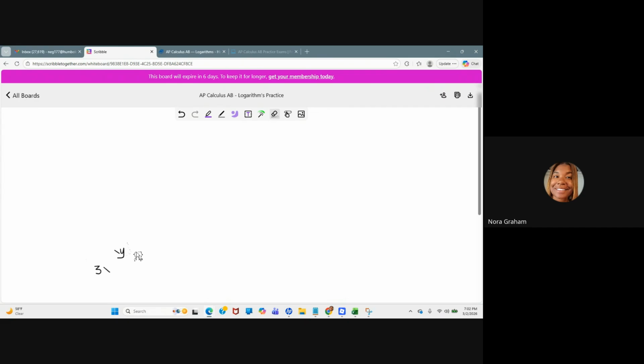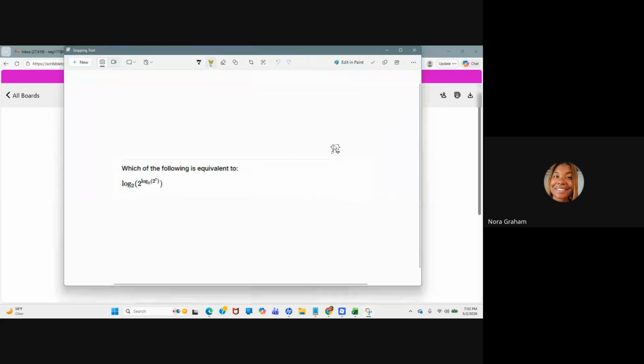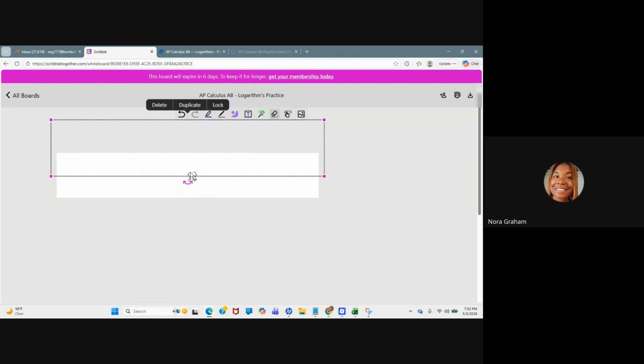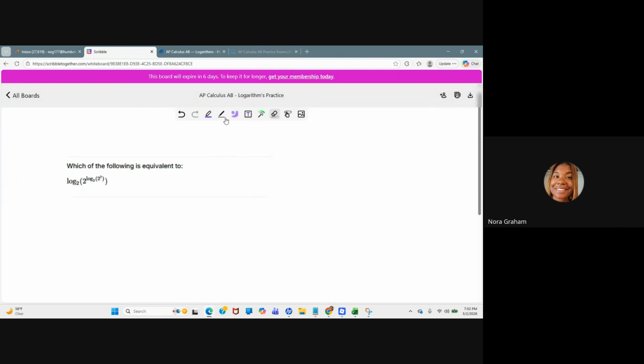All right. Copy this again. All right, which of the following is equivalent to log base 2 of log base 2 of 2 to the 7th?